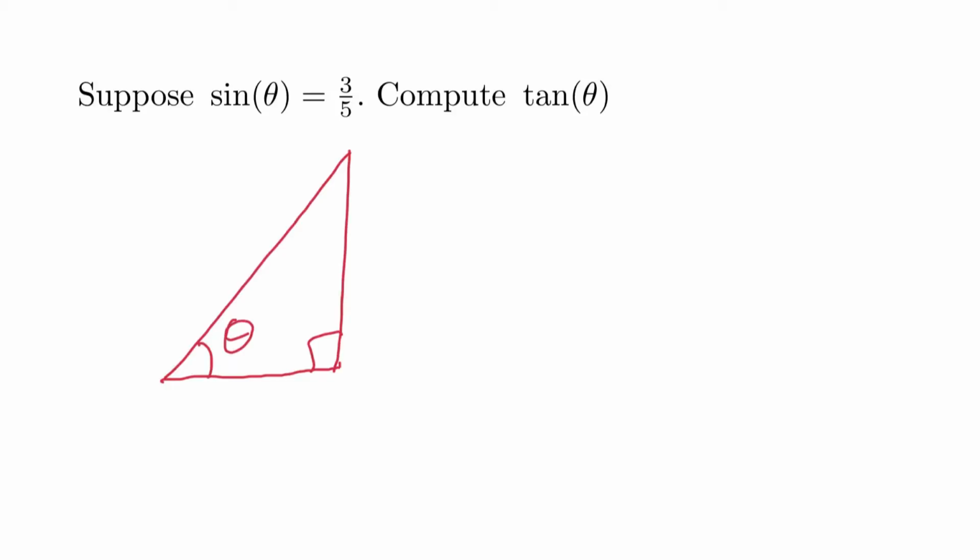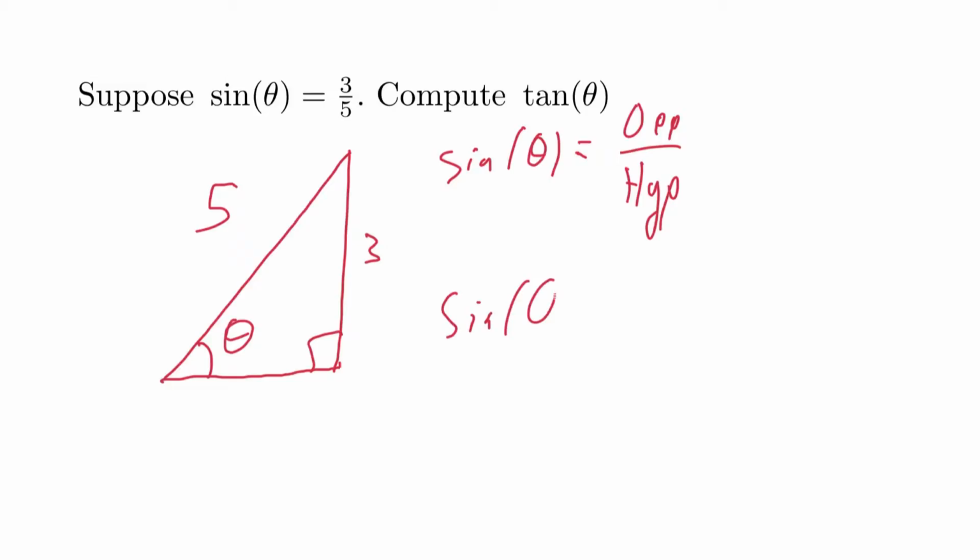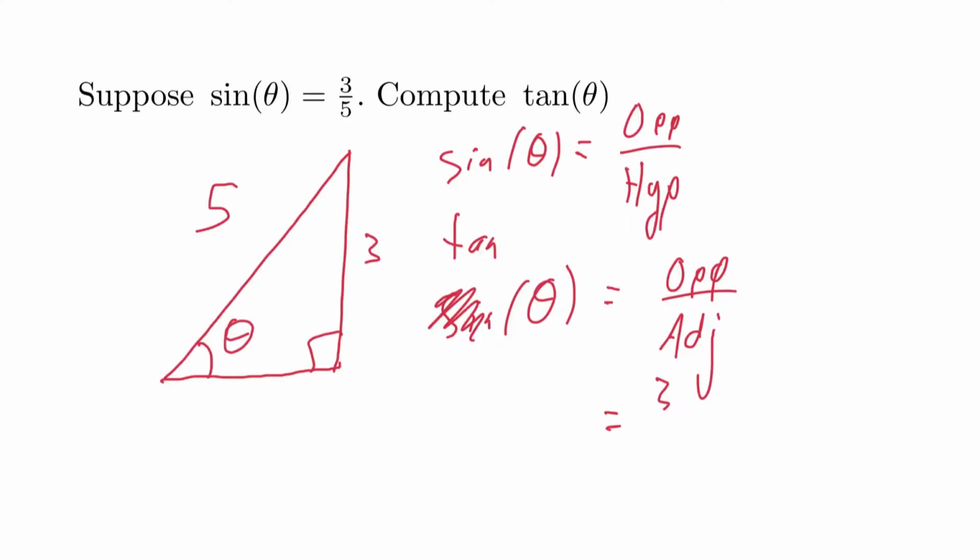So the way I would like to do this is say, well, what is sine of theta? It's defined to be opposite over hypotenuse. So the picture for the triangle is something like 3 and 5. But what is tangent of theta? It's opposite over adjacent. So 3 divided by the adjacent. But unfortunately, the adjacent doesn't appear to be given. It's an unknown side of this triangle.